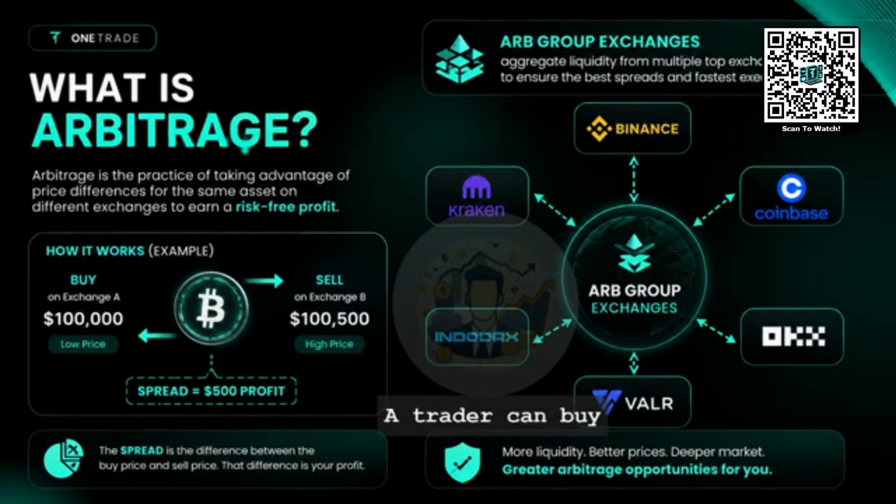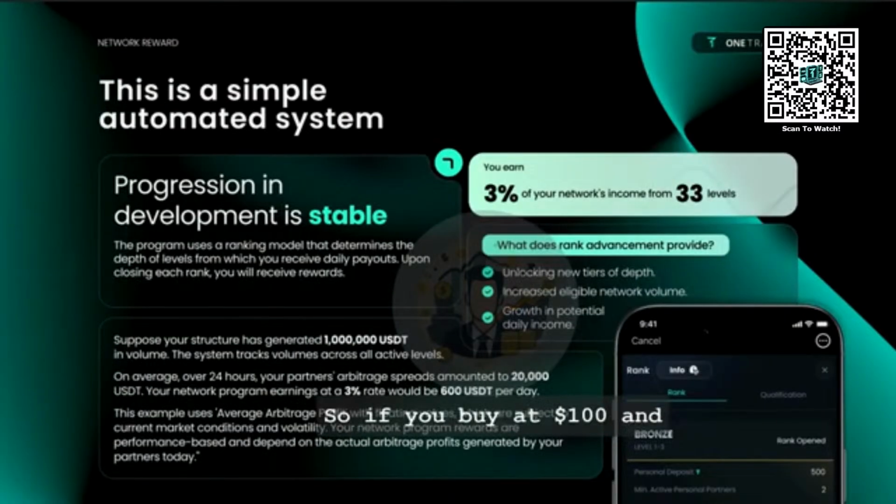A trader can buy from the cheaper exchange and immediately sell on the more expensive one. That process is called arbitrage. Now, another important word here is spread. The spread is simply the profit gap between the buying price and the selling price. So if you buy at $100 and sell at $102, the spread is $2. Simple. Now imagine repeating that process across multiple exchanges using automation, APIs, and high-speed trading systems. That's basically the concept behind One Trade.